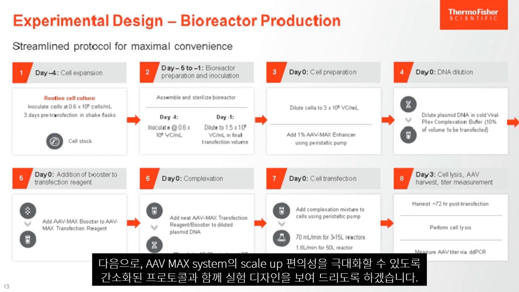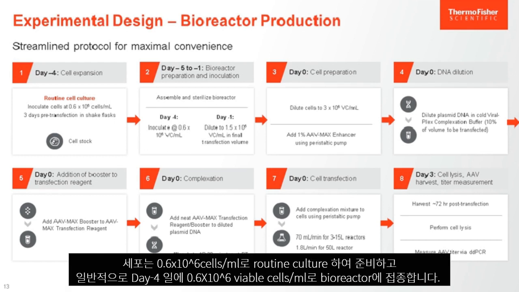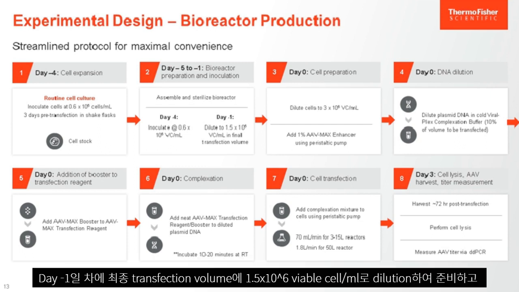And next, we'll share some of the bioreactor production experimental design, including the streamlined protocol for maximum convenience of scaling up the AAV-MAX system. So typically, around day -4 prior to transfection, we would seed the cells at about 0.6 million cells per mil in their bioreactor of choice to grow the cells up to their normal transfection density. Between day -4 and day -1, we assemble and sterilize the bioreactor, and we would get the cells up to the point where we could dilute them to 1.5 million cells per mil at day -1 of transfection in the final transfection volume.